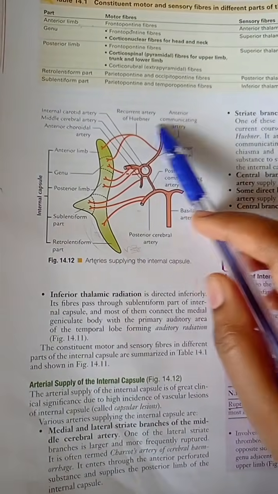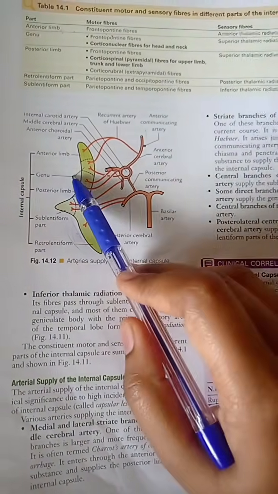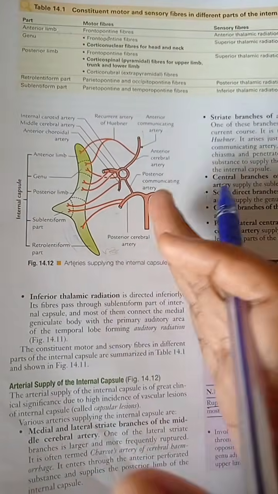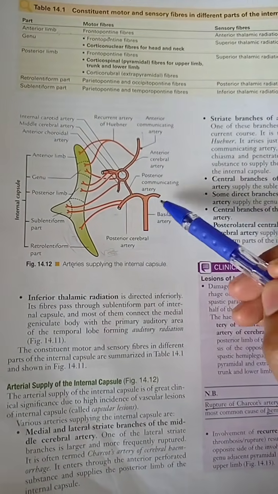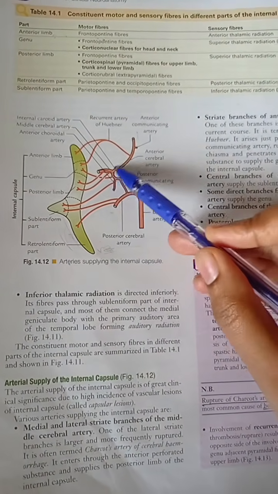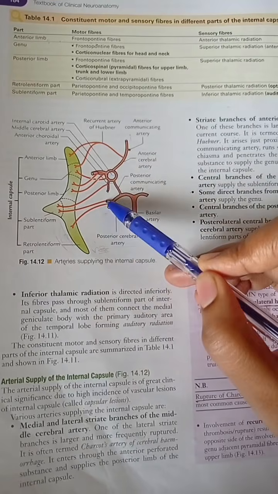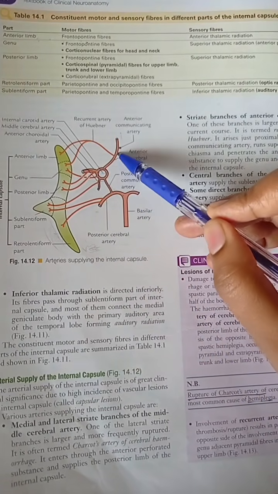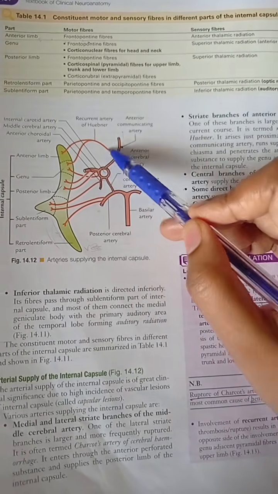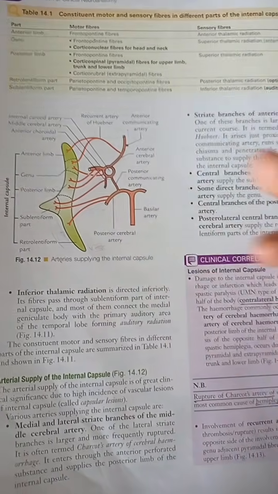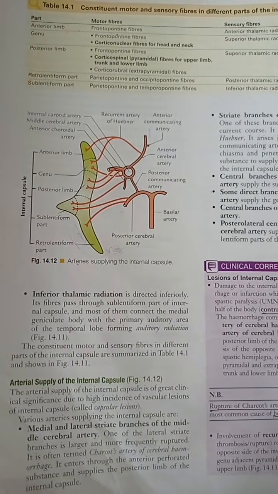This is very important. Should never forget this. That is, first of all, draw the parts, then draw the basilar artery, then the posterior cerebral, then its branch, then the internal carotid, middle cerebral, anterior choroidal, anterior cerebral, its branch called the anterior communicating, then show how the arteries supply the different parts of the internal capsule. That is very important.